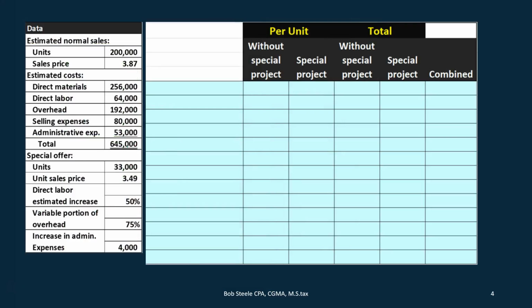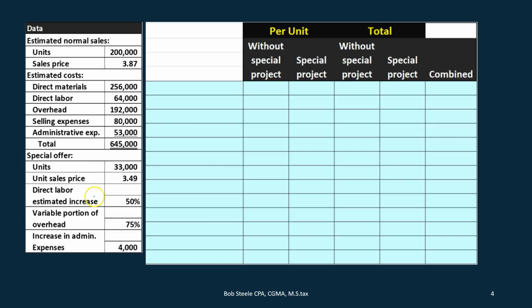We're going to look at a bit more complex analysis, same type of thing. We have the 200,000 units that we are going to produce under normal conditions at a sales price of $3.87. These are going to be our estimated total costs here, some variable, some fixed. And then we have a special offer. Someone comes in and says, we'll purchase 33,000 units if you give us a special price of $3.49. Now this is significant to us. We only produce 200,000, so this is a big production job for us. So the question is, should we accept or reject that?